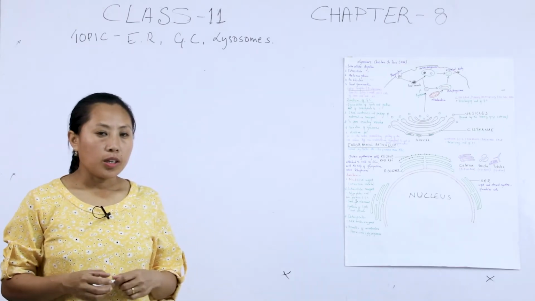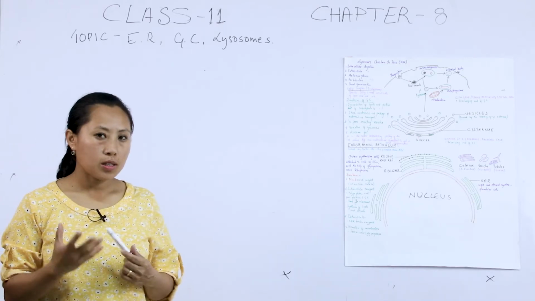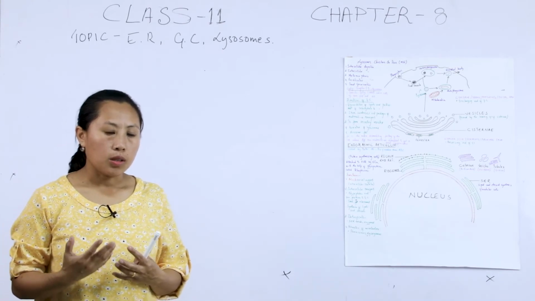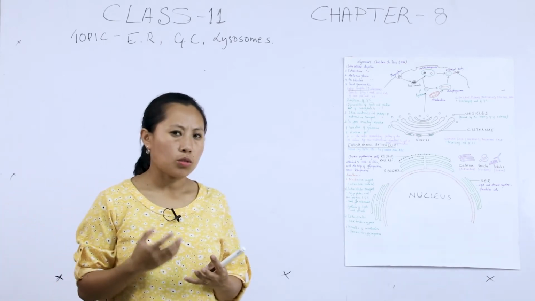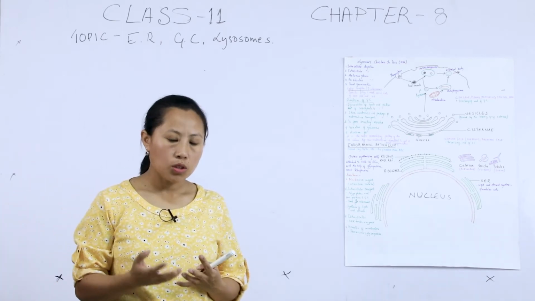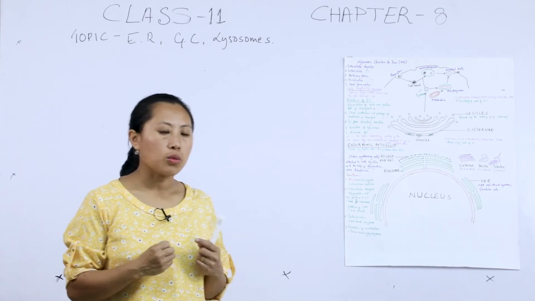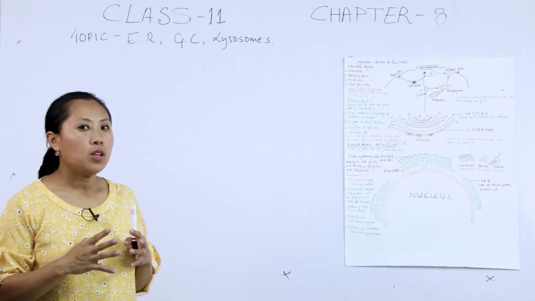So today I would like to discuss with you the endomembrane system of the cell. In the previous class we discussed the plasma membrane, how the outer structure looks, then the structure of mitochondria and its functions, then chloroplast and its functions. These are the cell organelles that we have discussed, and so today I would like to discuss with you the endomembrane system of the cell.